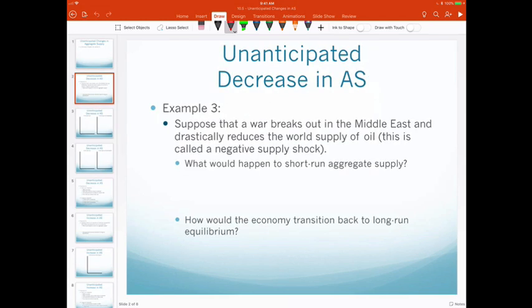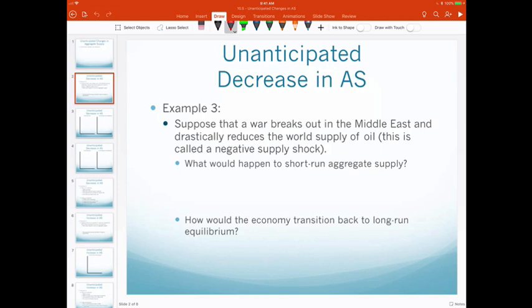Now, this example we did in class, okay? And this is an example of an unanticipated decrease in aggregate supply. So the example goes like this. Suppose that a war breaks out in the Middle East, which is not too terribly far-fetched, and drastically reduces the world supply of oil. So something happens and all the oil in Saudi Arabia and Kuwait and Iran and Iraq, all those oil-rich countries, is cut off from the rest of the world.